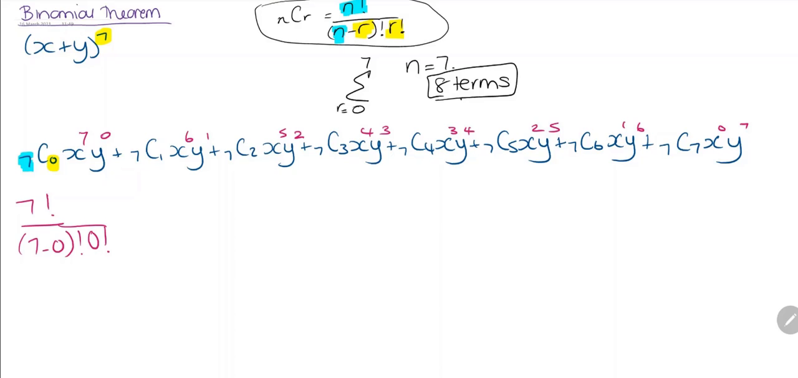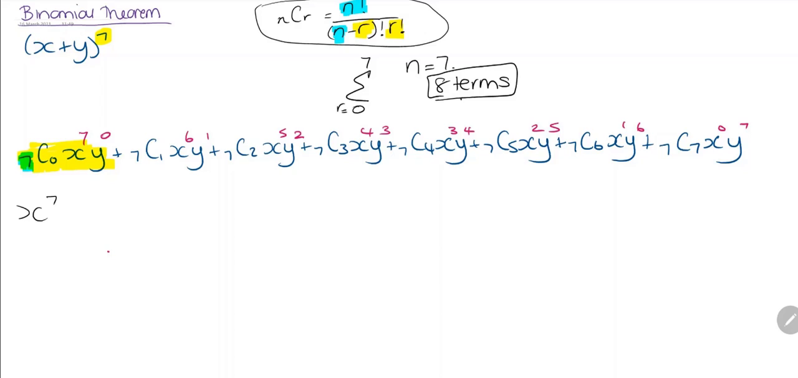Now 0 factorial is just 1, and 7 minus 0 is 7 factorial. So this becomes 7 factorial divided by 7 factorial, and this will simplify. So this is going to become 1. So I'm just going to rewrite this as 1, and we've got x to the 7, y to the 0 is just 1. If we expand that, we know that this will just be x to the 7. So our first term is x to the 7.